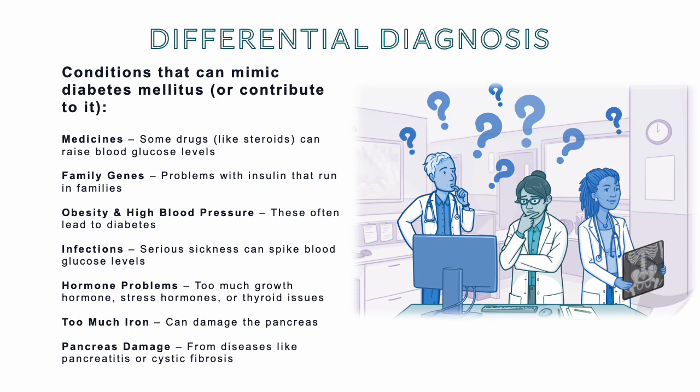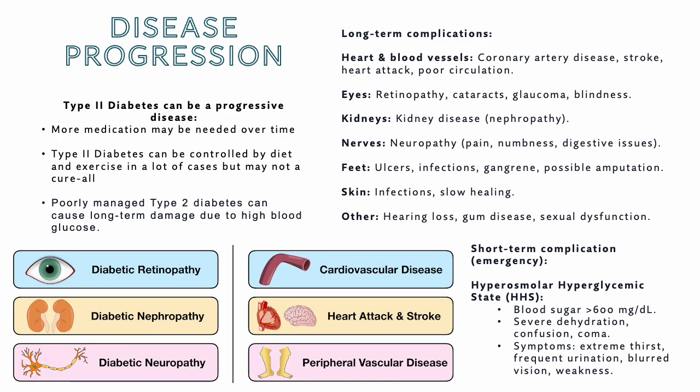Conditions like obesity, infections, steroid use, or genetic disorders may mimic diabetes symptoms. These conditions can also contribute to type 2 diabetes and make it worse. Type 2 diabetes can worsen over time if not appropriately diagnosed and controlled. Treatment may start with diet and exercise, but often requires medication. Prevention is key to avoiding this damage. Poorly managed diabetes leads to long-term damage to several different body systems.